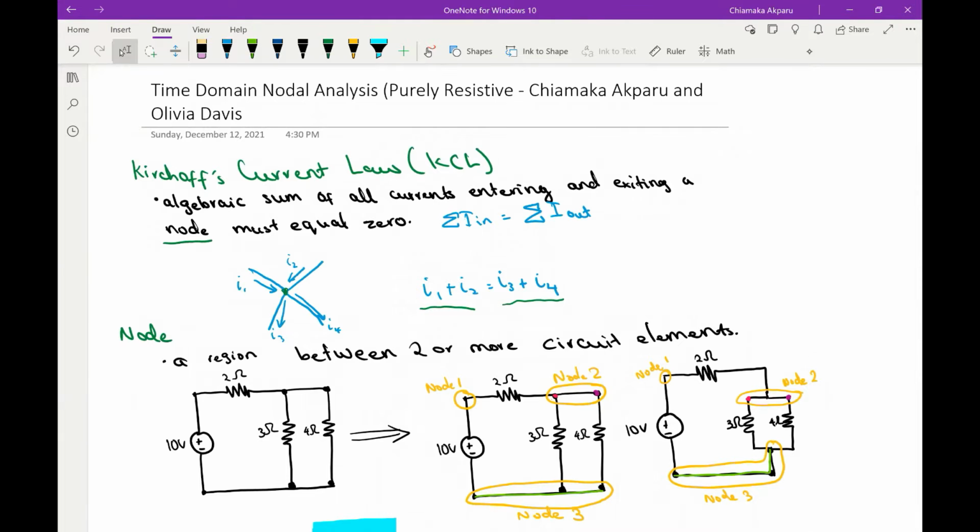We're going to be talking about time domain nodal analysis, which is going to be purely resistive. To understand this, you must understand Kirchhoff's current law, which states the algebraic sum of all currents entering and exiting a node must equal 0. So with this picture, you can see that I1 and I2 are going in, and I3 and I4 are going out. So we can see that I1 plus I2 must equal I3 plus I4.